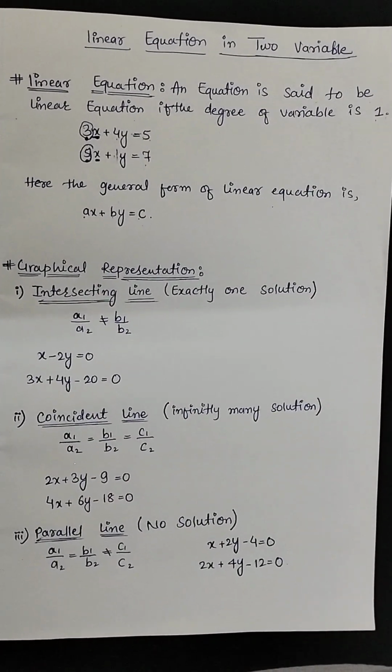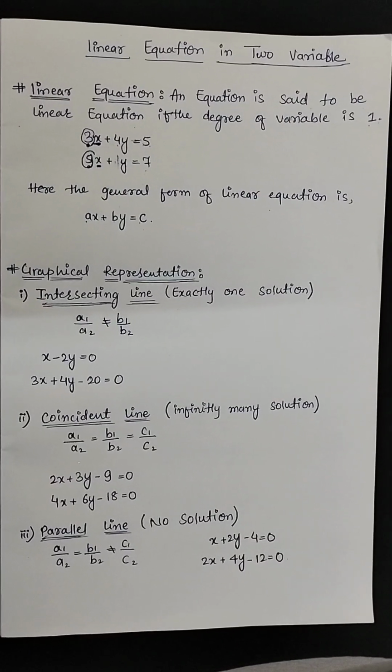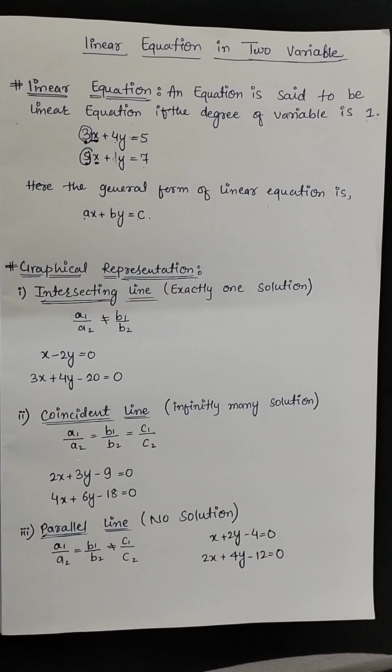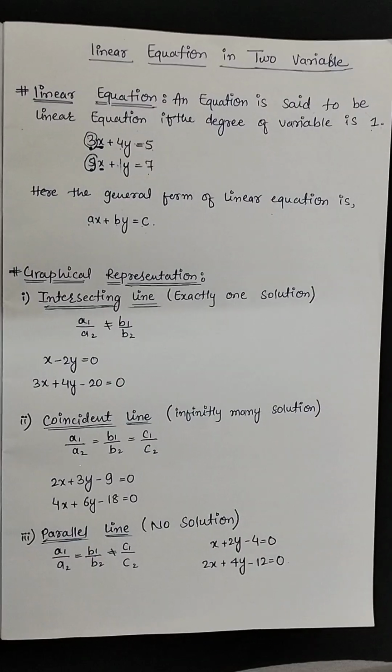Today we will learn about linear equation in two variables. What is a linear equation? An equation is said to be a linear equation if the degree of the variable is 1.